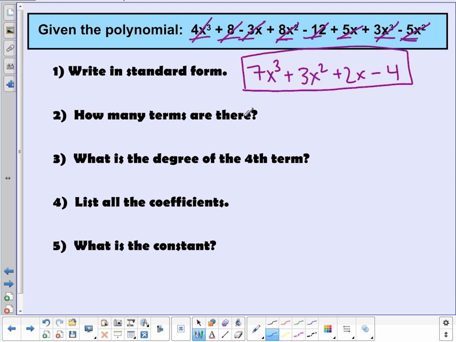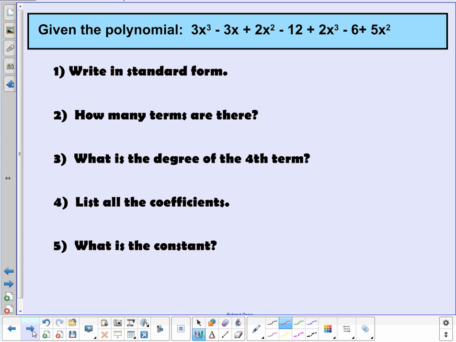How many terms are there? Once the polynomial has been simplified and put into standard form, there are 1, 2, 3, 4 terms. What is the degree of the fourth term? 1, 2, 3, 4. My last term is a constant, so its degree is 0. List all the coefficients. Coefficients are the number parts of the variable terms. So I need to look at 7, 3, and 2. And what is the constant? The constant here is -4. So those are all the parts of the polynomial that we're going to look at.